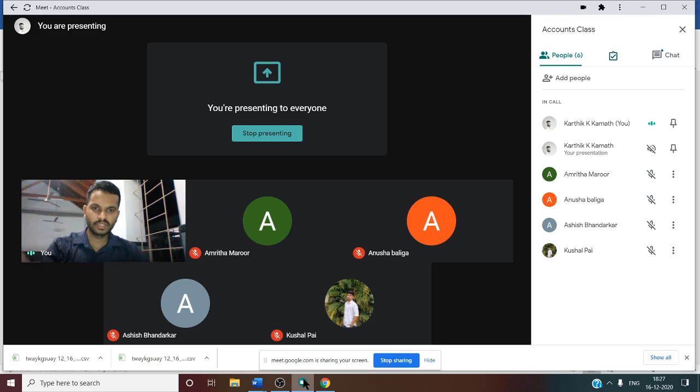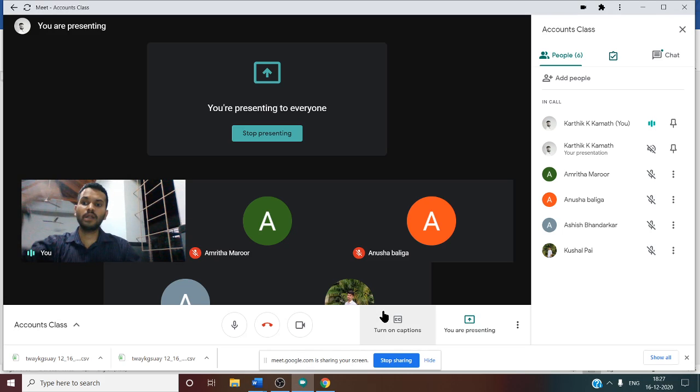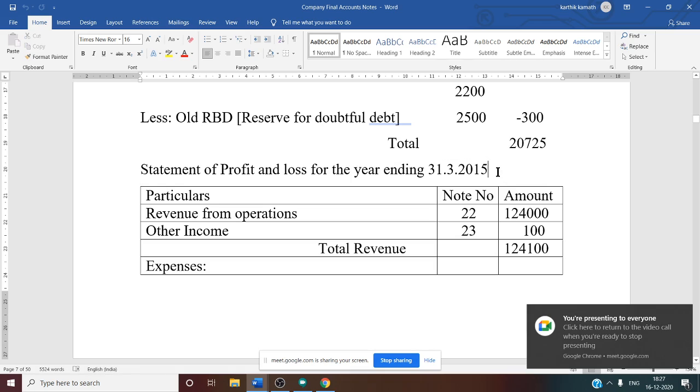I hope till here it is clear. All the working notes whatever we discussed, we are doing separately. So calculation we are showing separately, and after showing calculation we have to do the format. So now the format is the statement of profit and loss account for the year ending 31st March 2015.